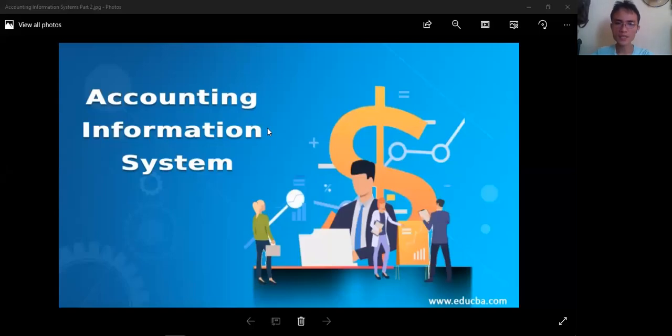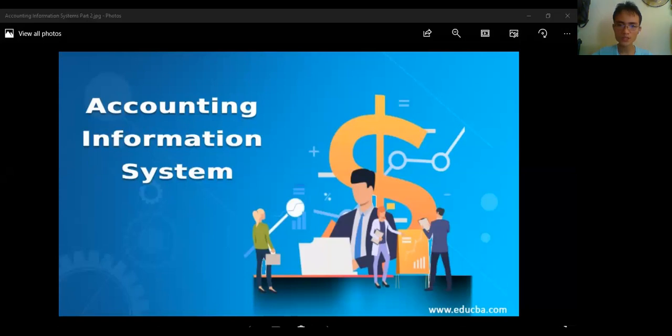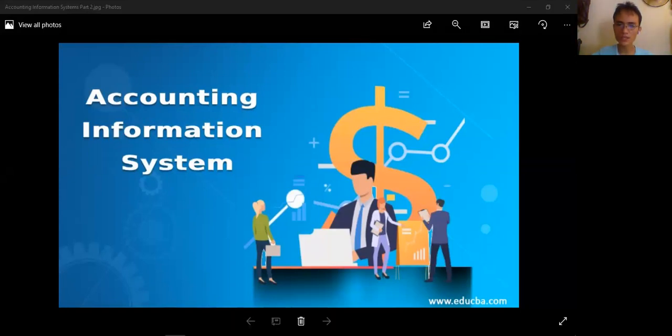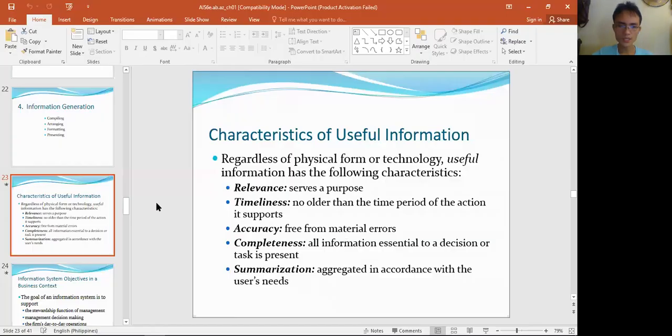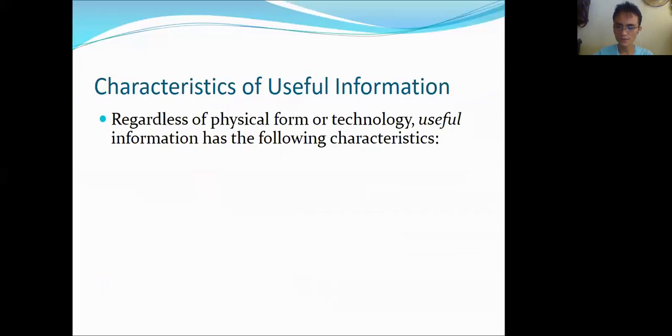Good day. This is the second part of the first ever topic for managerial accounting part one. And again, this is all about accounting information systems. So what we are going to do this session is just a continuation of AIS. If you can recall, we have already published part one, so make sure to check that out before you watch this continuation. To continue, we are now on characteristics of useful information.